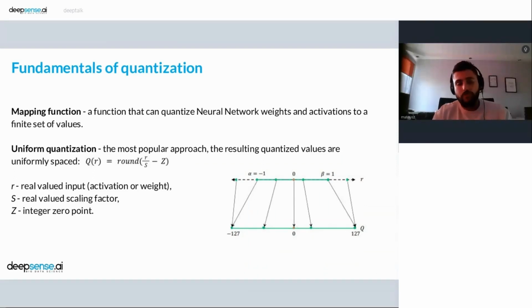So let's proceed to some important terms. First of them is the mapping function, and it is the most important function actually, because it can quantize neural network weights and activations from a continuous range to an 8-bit interval, a finite set of values. And the most popular approach for doing that is uniform quantization, which results in uniformly spaced quantized values. Here we can see the formula for the mapping function. This is the rounded value of R divided by S minus Z, where R is the real valued input of activation or weight, S is the real valued scaling factor, and Z is the integer zero point. We'll explain those parameters in a second. And on the graphics, you can see that the real valued weights and activations are mapped to the 8-bit interval.